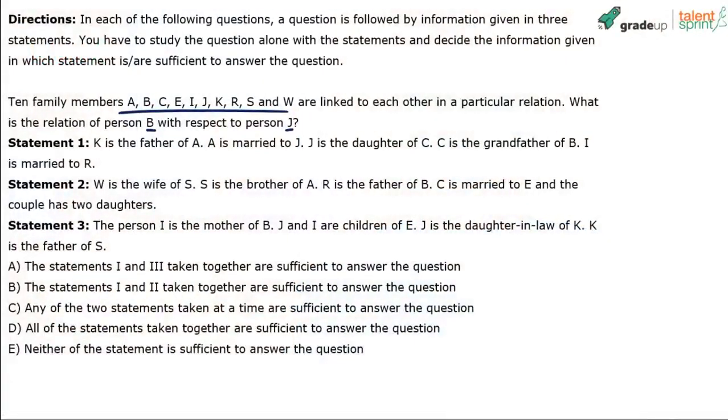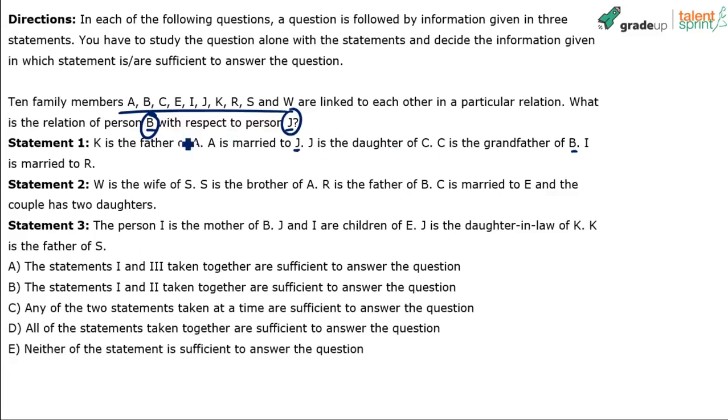Let's look at the solution. So look at the first statement. K is the father of A, who is married to J, who is the daughter of C, who is the grandfather of B. I is married to R. Now, as a first step, I would simply look at whether both persons B and J have been mentioned in the data in the first statement. Let's say this first statement talks only about J or only about B, then clearly it will not give us the answer, because for us to find out the relationship between B and J, both of them should be available in the data. So here we have J mentioned somewhere and B mentioned elsewhere, and all of them are connecting statements.